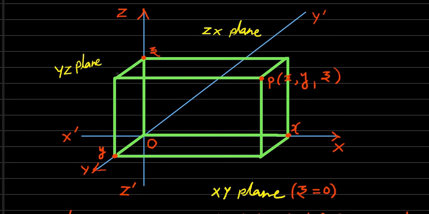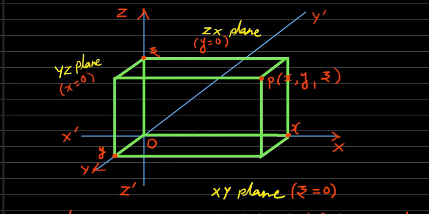Similarly, in the YZ plane, each point has its x coordinate 0. Therefore, the equation of the YZ plane is x equal to 0. And finally, in the ZX plane, each point has its y coordinate 0. So the equation of the ZX plane is y equal to 0. These are the equations of the 3 coordinate planes. Equation of XY plane is z equal to 0, equation of YZ plane is x equal to 0, and equation of ZX plane is y equal to 0.